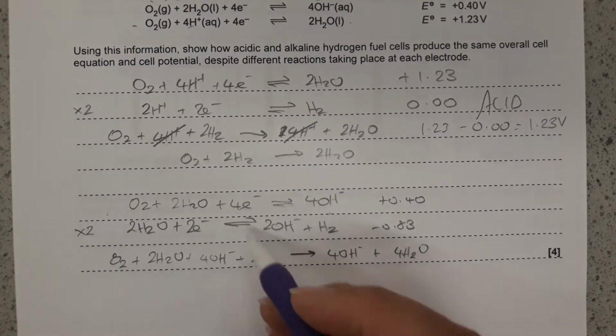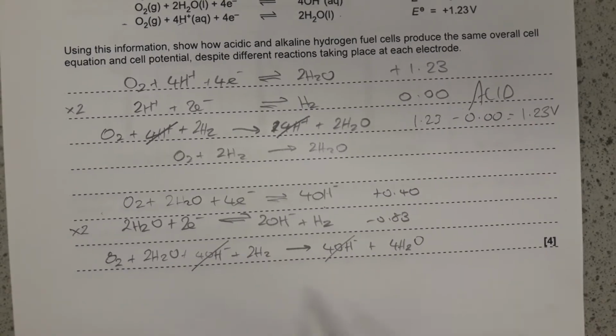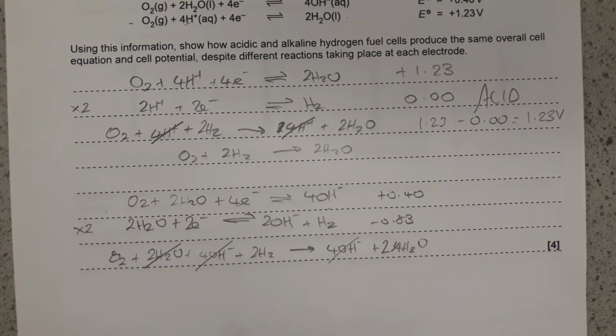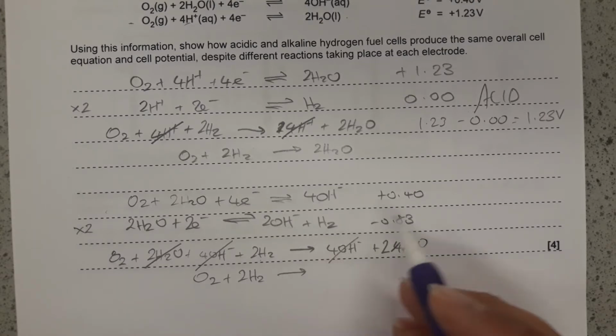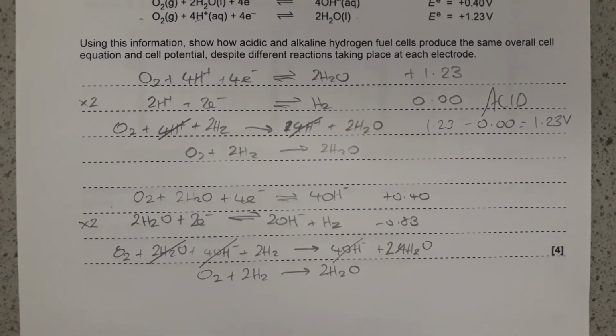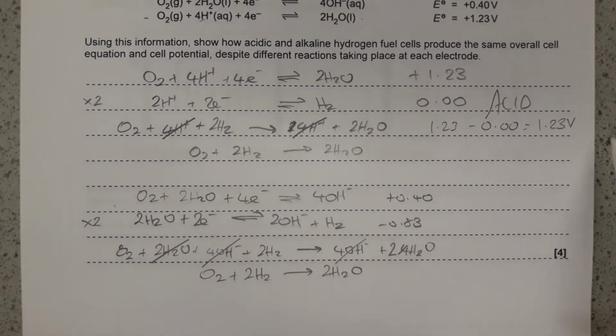Again, cancel down what appears on both sides. The OH minus will cancel because there are 4 OH minus ions on each side of the equation. And here you can see I've got 2 waters on the left and 4 on the right, so they will cancel as well, and that will drop down to 2. So now what I've got is O2 plus 2H2 gives me 2H2O. Exactly the same overall equation as the acid fuel cell. The question is asking you to show that the two fuel cells produce the same overall equation, so the whole working out is clearly showing that. You haven't got to explain anything. It's saying show. The equations themselves are explaining it. So we've got the same equation on both cells.